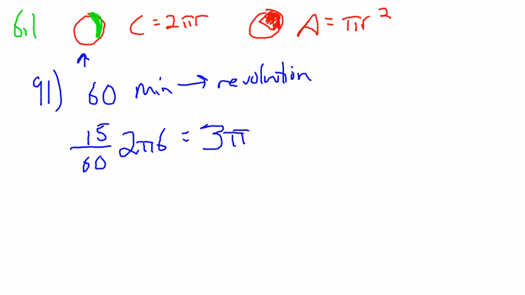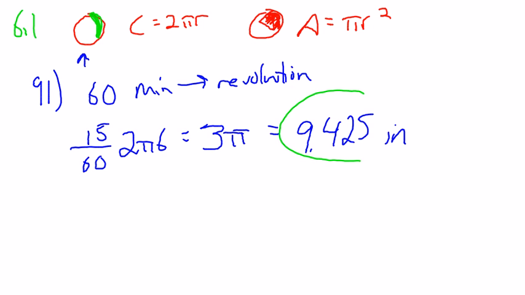So in the context of this problem, it makes sense. It's asking how many inches, right? So it makes sense to multiply by pi, because we don't want to know in terms of pi. So I type in the calculator 3 pi, and I get 9.425 inches. That's the answer for that one.